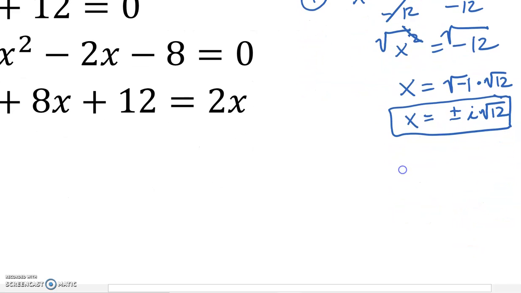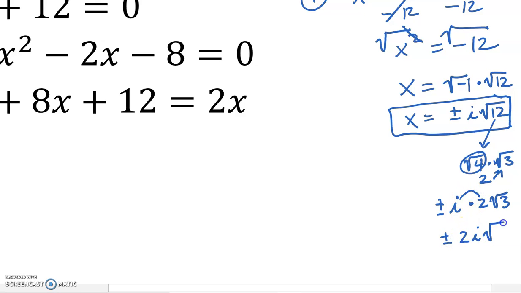We can also simplify the square root as well. In fact, we'll just do that now. So there are perfect squares inside of 12. For example, square root of 4 times the square root of 3. Square root of 4 is 2, so this is 2 rad 3. So now I have plus or minus, I still have my i, and then times 2 times square root of 3. So if I put it all together, plus or minus, i times 2 is just 2i, and then rad 3. And that's the final simplified solution.